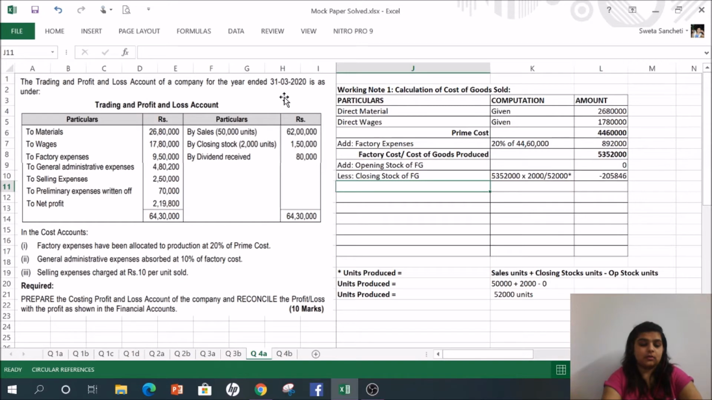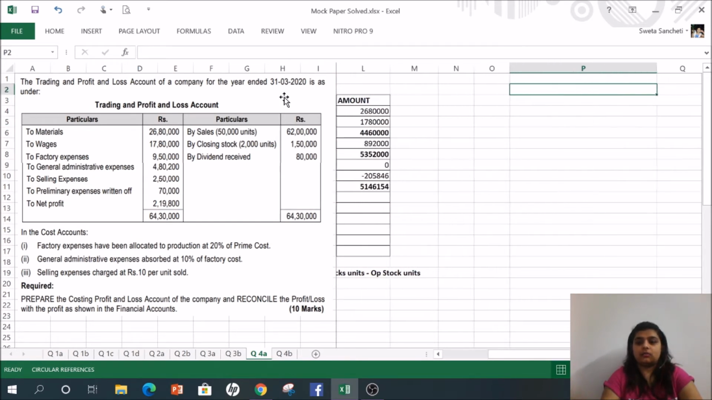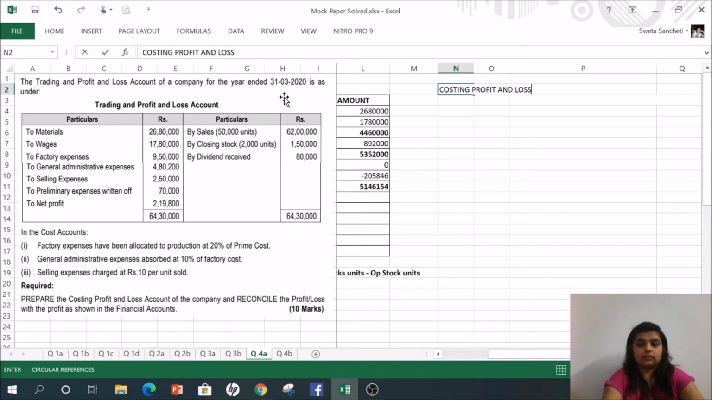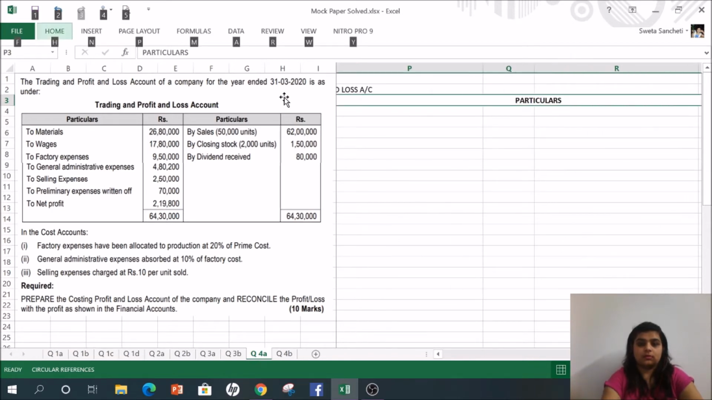So what I get is cost of goods sold. That is what I wanted, right? This is our cost of goods sold. Now we have got our cost of goods sold. Let's quickly go to our costing P&L account. So let us prepare our costing profit and loss account now. Particulars, amount, particulars, and our amount.